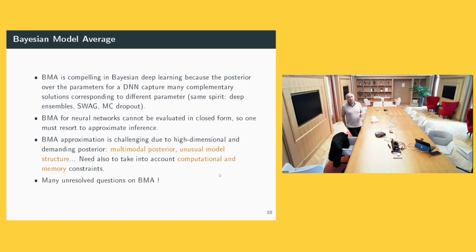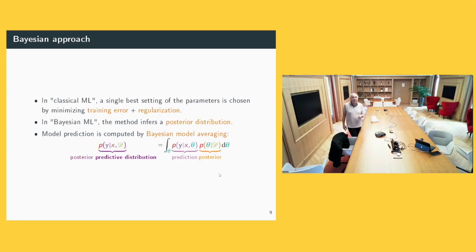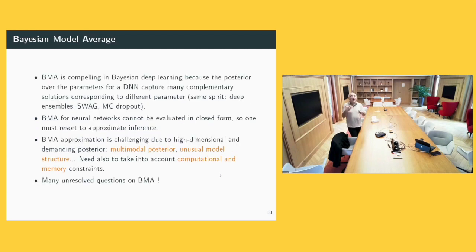This is sometimes called Bayesian model averaging. And of course you will approximate this integral with a sum, so you will average over different sets of parameters. This is what is called model averaging. You average different values of these parameters, and what you expect is that you can combine complementary solutions corresponding to different sets of parameters.